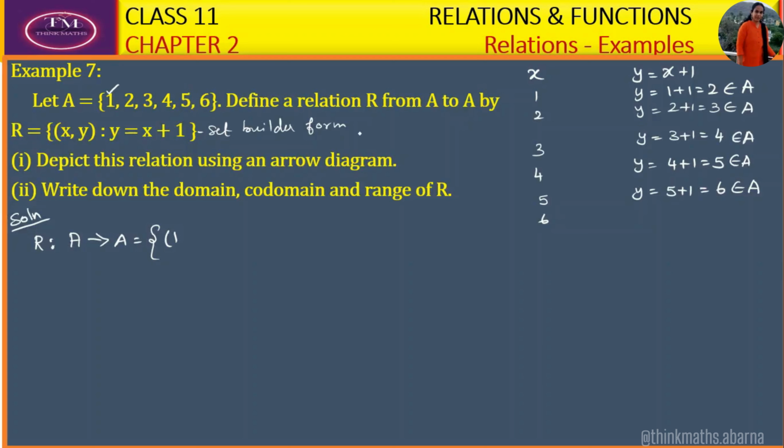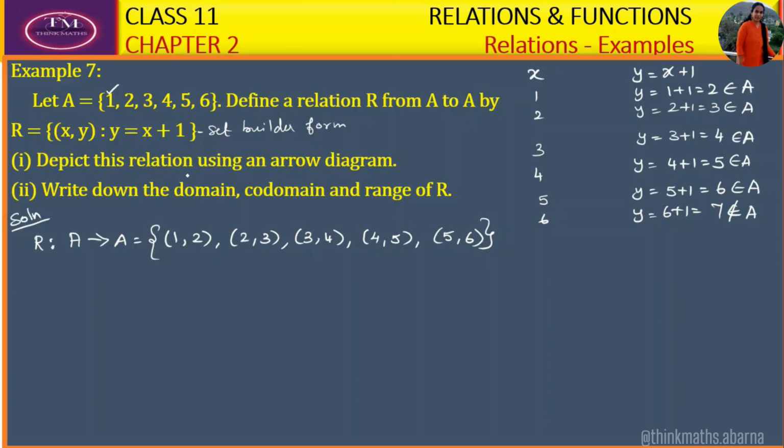6 is in A. Next, take x equal to 6. y is equal to 6 plus 1, which is 7. Is 7 in A? Can you find 7 in A? No. So 7 does not belong to A. So the ordered pairs are (1, 2), (2, 3), (3, 4), (4, 5) and (5, 6). These are the ordered pairs for the relation given.